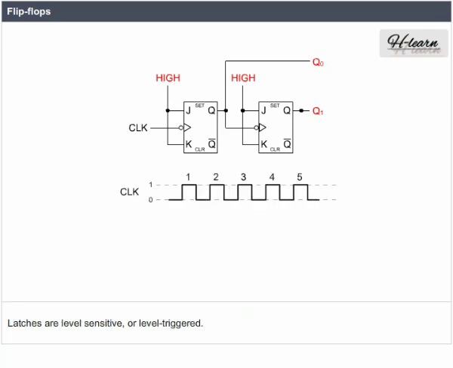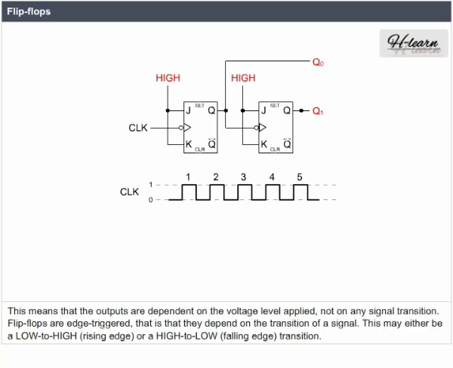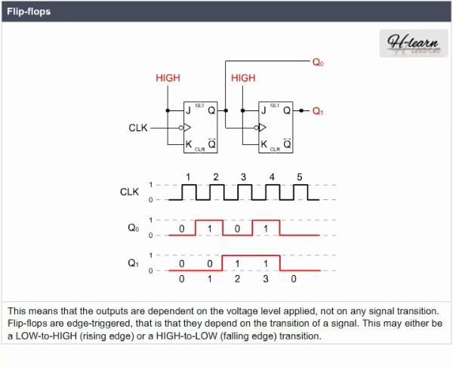Latches are level sensitive or level triggered. This means that the outputs are dependent on the voltage level applied, not on any signal transition. Flip-flops are edge triggered. That is, they depend on the transition of a signal. This may either be low to high, rising edge, or a high to low, falling edge transition.